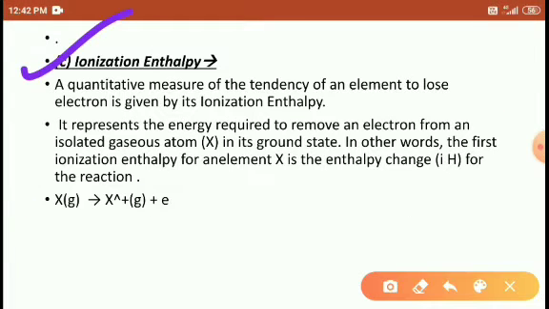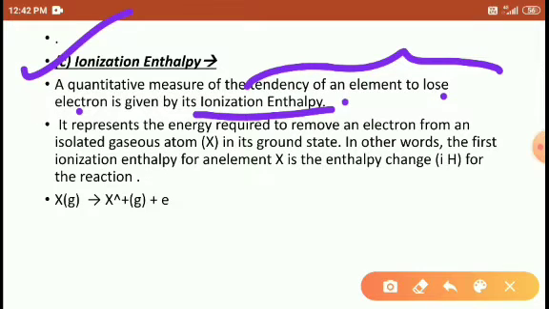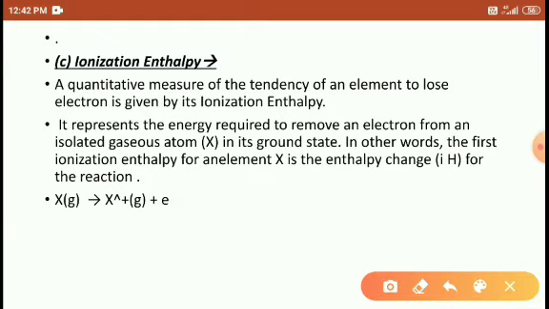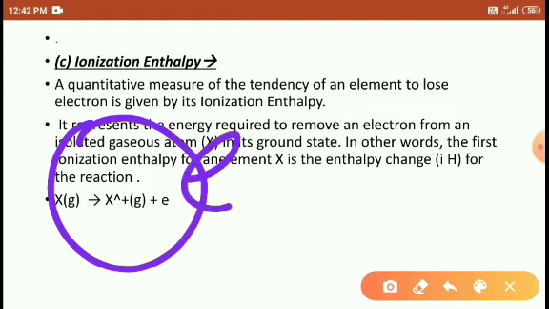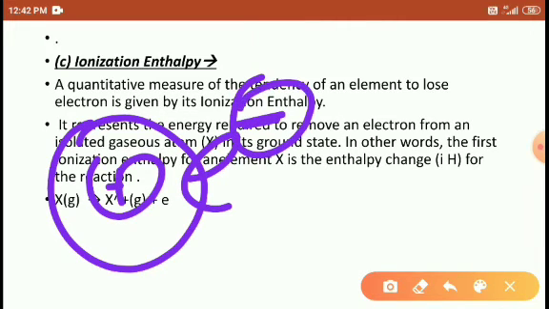So next is the ionization enthalpy. The amount of energy required to donate electrons, or the amount of energy required to remove an electron from its outermost orbit, is called ionization enthalpy. So here is the definition: the tendency of an element to lose electrons is called ionization enthalpy. Any species in which you want to remove electrons, for removal of electrons, we need energy.